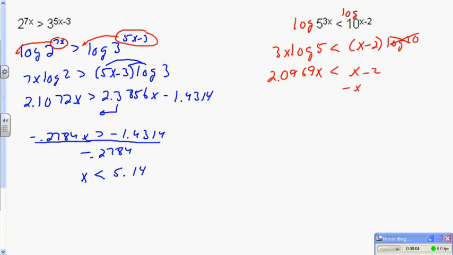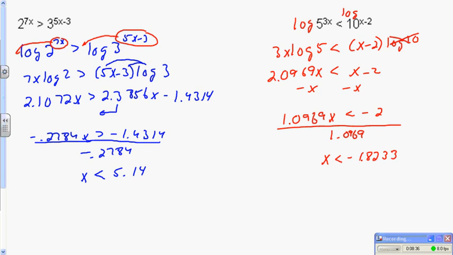I want to subtract x from both sides, bring my like terms together. That will give us 1.0969x less than negative 2. Divide both sides by 1.0969, and we get x. And we divide by a positive, so the inequality doesn't change. We get x less than negative 1.8233. Okay, so we have our 2 solutions.